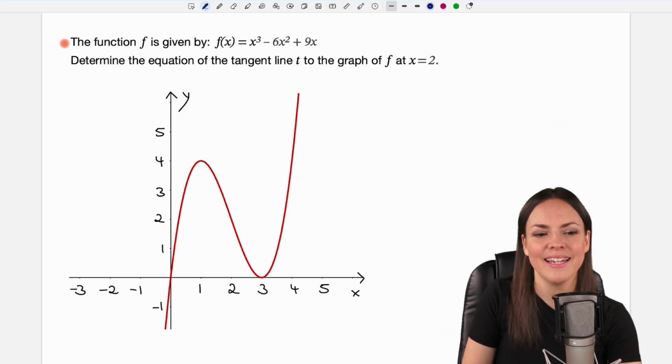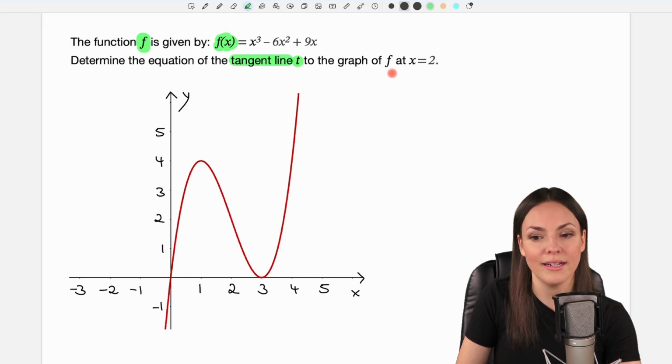Today I want to show you how to find the equation of a tangent line. The function f is given by f of x equals this. Determine the equation of the tangent line t to the graph of f at x equals 2. We get our graph here as well of our function f, and now we have to find the tangent line to this graph at x equals 2.